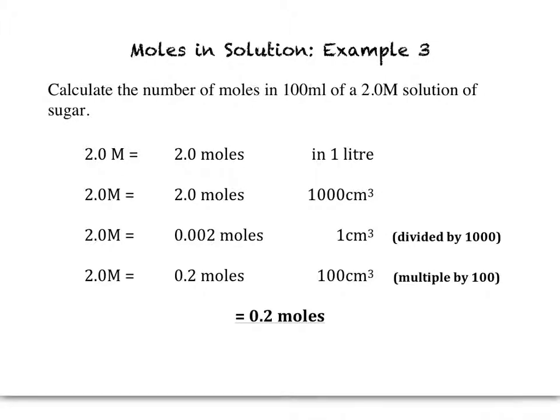A 2 molar solution tells us we have 2 moles in 1 litre. A 2 molar solution is equal to 2 moles in 1,000 cubic centimeters. A 2 molar solution is equal to 0.002 moles in 1 cubic centimeter. I just divided by 1,000. A 2 molar solution is equal to 0.2 moles in 100 cubic centimeters. Got that by multiplying by 100. So 100 milliliters of a 2 molar solution of sugar contains 0.2 moles.